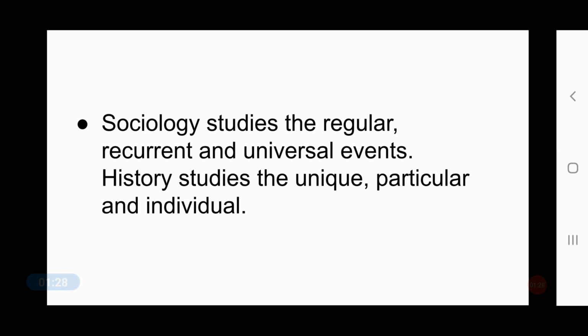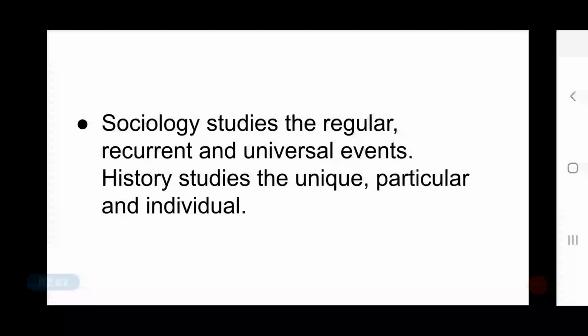So, another point of difference is that sociology studies the regular, recurrent, and universal events, while history studies the unique, particular, and individual events. So, if you see properly, sociology basically studies the regularized patterns of social interaction, whereas history studies each and every phenomenon in its uniqueness.